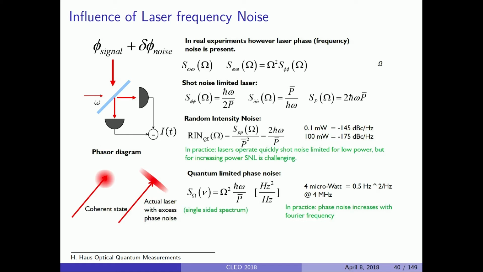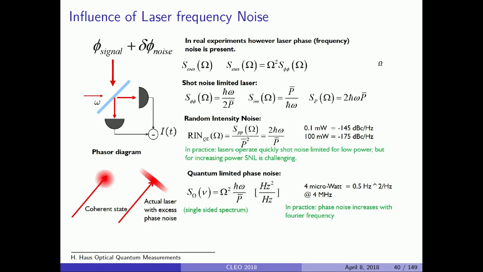Let me just make one remark. It is kind of amazing how sensitive you can be with optical lasers. For instance, if you calculate the RIN, the relative intensity noise of a laser, so this amplitude fluctuation divided by P squared, and evaluate it for 100 milliwatts, you get minus 175 dBc per hertz. You will not find any laser that you can commercially buy that has that kind of noise performance.